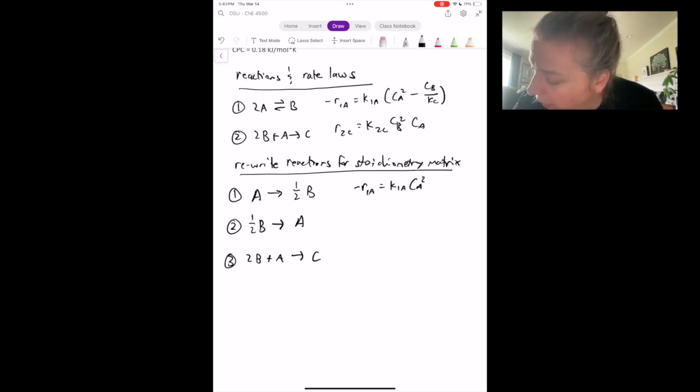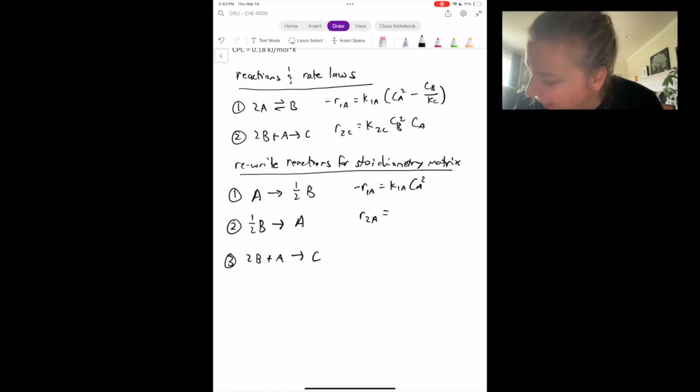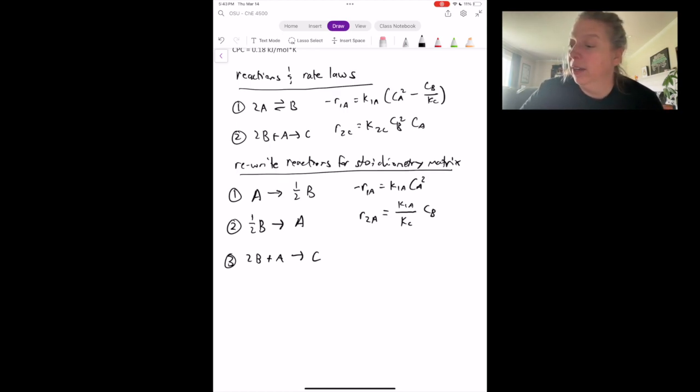Similarly, for reaction 2, I'm still going to write that in terms of species A. Now I have a rate of formation of A because A here is a product, and I'm only going to take the reverse reaction from what was originally reaction 1 in this new reaction 2. The terminology is starting to get complicated here, but if I write this out, this is the reverse reaction of what was formerly reaction 1.